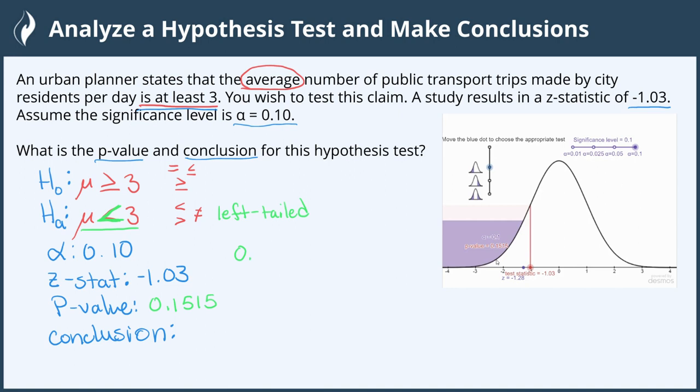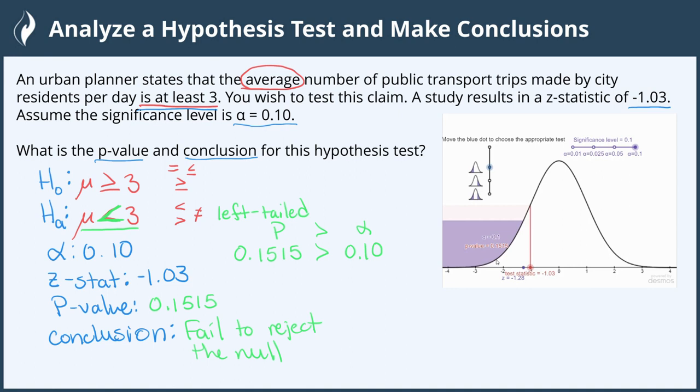Now that we have our p-value, we can compare it to alpha. Our p-value, 0.1515, compared to alpha of 0.10. We can see that the p-value is greater than alpha. If p is greater than alpha, then we fail to reject the null.